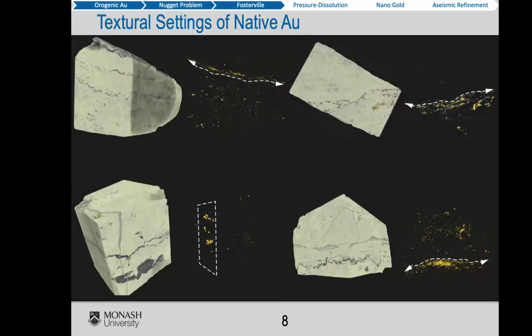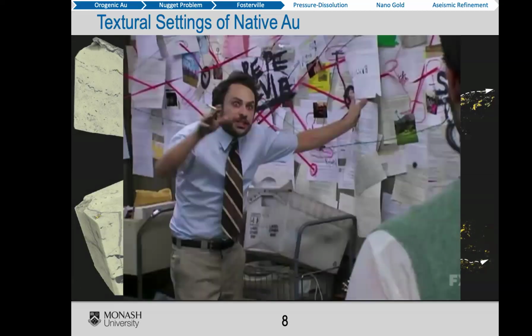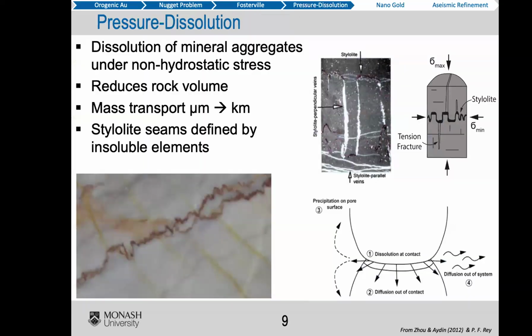And I got very, very obsessive with why that was the case. And that's a very accurate representation of me in my PhD. You can talk to Andy Tompkins about that if you like. I was a bit of a crazy person. So I was like, all right, what are these things? And why is gold always associated with these things? So they're pressure dissolution seams.